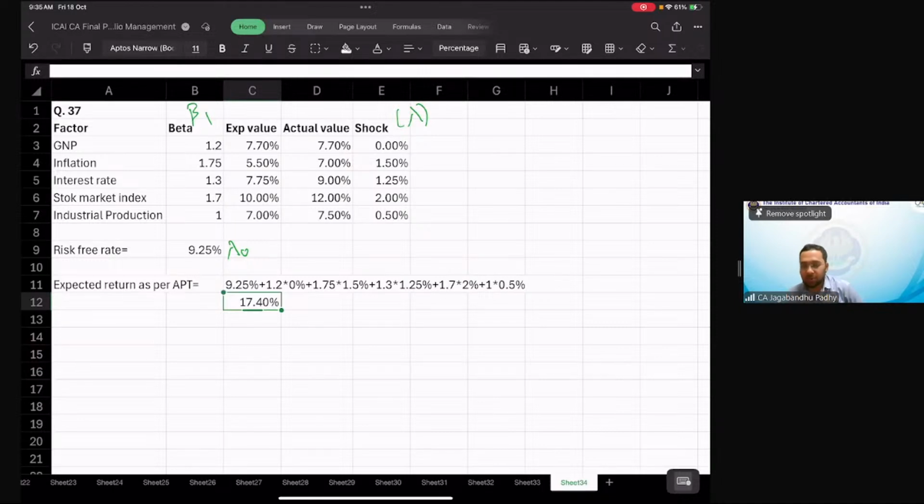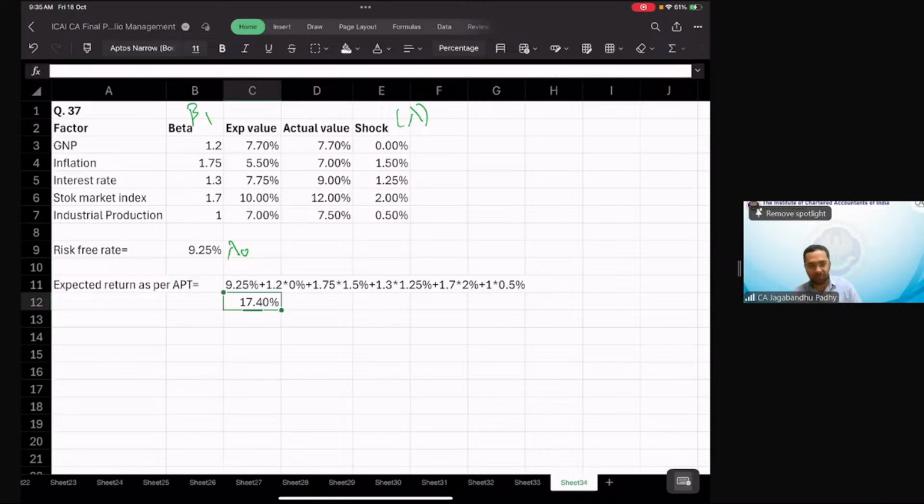Okay, are we good till now, everyone? Yes, everyone? Fine. So that is about this arbitrage pricing theory or APT.